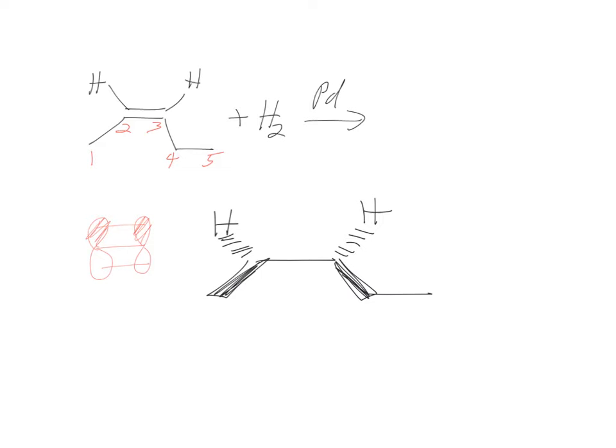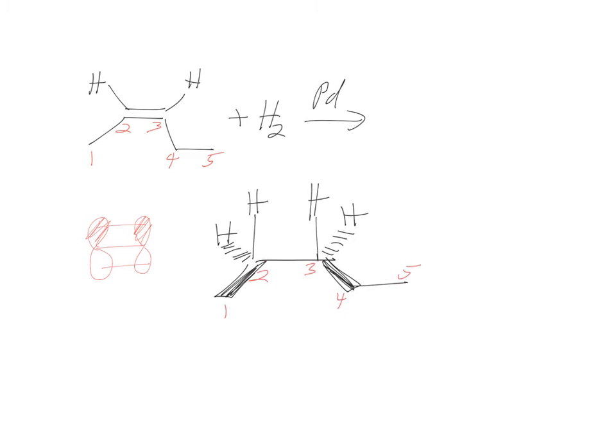Now when I add H, I can either add to the top or I could add to the bottom. So I need to draw both cases. So here they are added to the top. Notice they're both on the same side, they're in the same plane. That's a syn addition. Is this the only product I'd make? No, let's back up, make sure I number my carbons, but is this the only product I'd make? No. How do I draw the other product? Keep the wedges and the hatches the same and just put the H's on the other side.